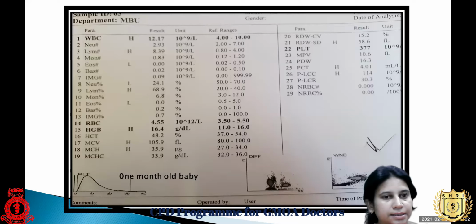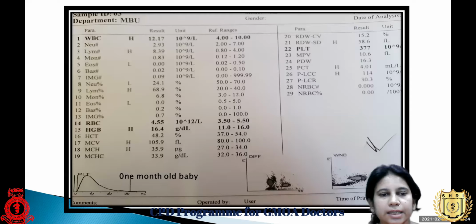So I hope you can see this full blood count report. I tried to put in our own reports, maybe not very attractive, but this is a 1-month-old baby from MBU. You see WBC 12,000. I'm talking about the absolute counts. 12,000, and these are the normal ranges.